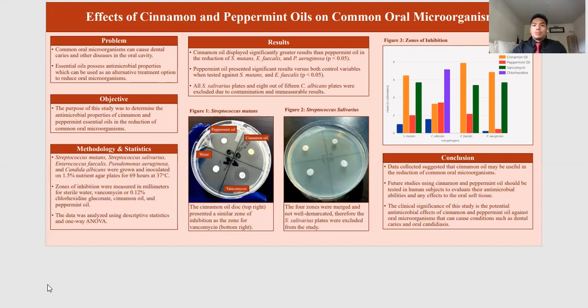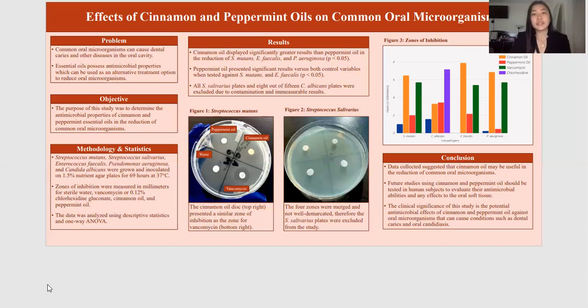All plates of S. salivarius were excluded from the study, as they presented overlapping zones and a fogginess that made them impossible to measure, which can be seen in Figure 2. As a visual aid, we created a bar graph for the mean measurements for each microorganism. As you can see in Figure 3, cinnamon oil presented better results than the control variable, vancomycin. And the only microorganism in which peppermint oil showed slightly better results than cinnamon oil was C. albicans.